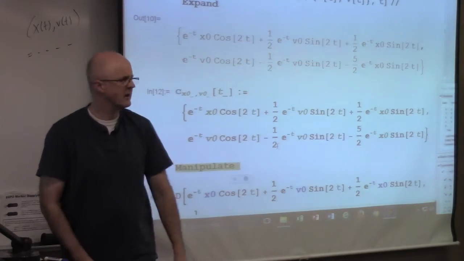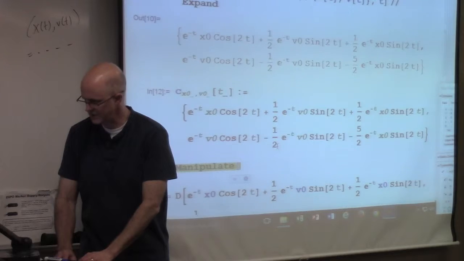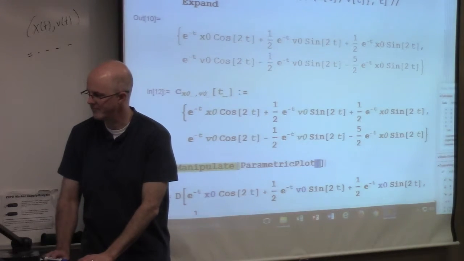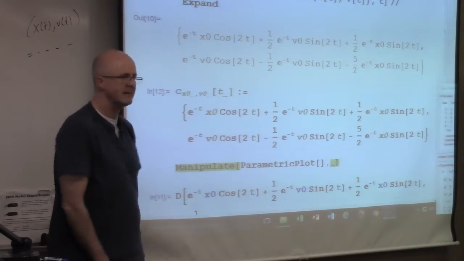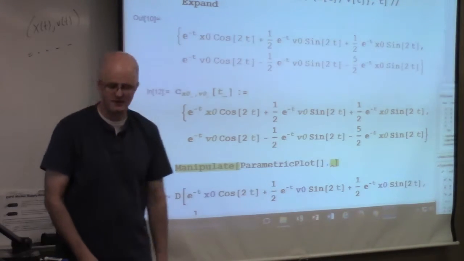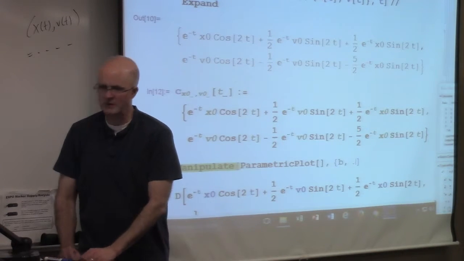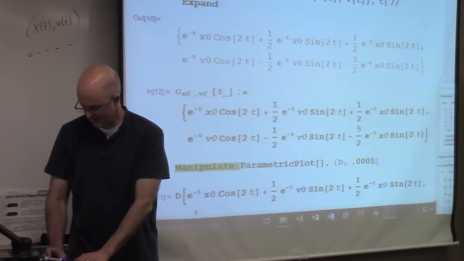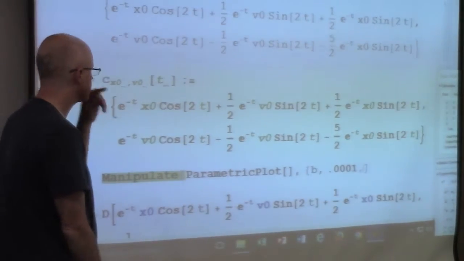I'm ultimately going to combine this plot with other things, so I'm ultimately going to use Show as well, but let's initially just do ParametricPlot. Take this a step at a time. Inside Manipulate, let me go ahead and put my Manipulate parameters in there first. There's my b parameter, which is time. Starting out just barely positive and ending at, say, 1 period of motion.